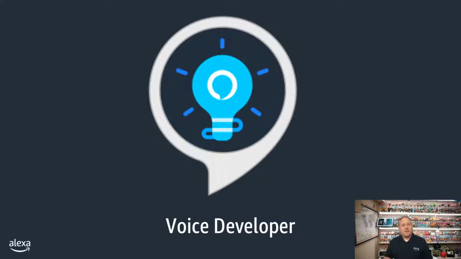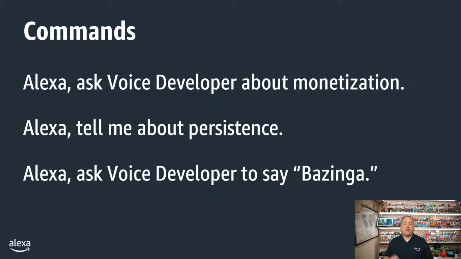As I think about building this, though, I have to start thinking about what are my intents and what are the utterances and the slots that I'm expecting users to fill in as they talk to the skill. So I started with a list of commands, right? Ask voice developer about monetization, or tell me about persistence, or ask voice developer to say bazinga. Those are speech cons. We'll get to that in a second. And I started building this and thinking about all of the ways that people would ask for some of this content. And it occurred to me pretty quickly that, in fact, that's not how users are going to talk to my skill. Those are commands.